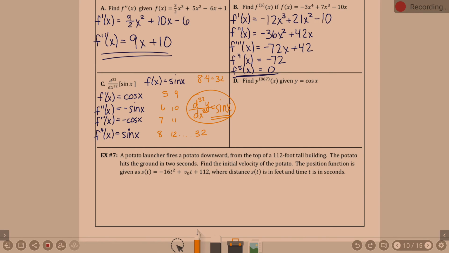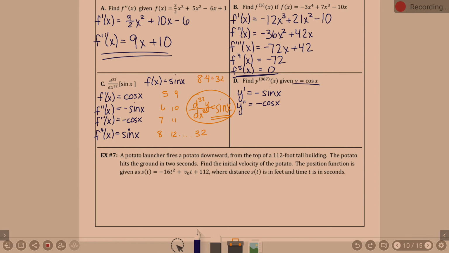Now, of course, this one would be cosine. Can we guess we're going to have a pattern of 4 again? It's just going to be slightly different. So if y is cosine, y prime is negative sine. Derivative of cosine is negative sine. Second derivative, derivative of negative sine, negative cosine. Derivative of sine is cosine, keeping the negative.